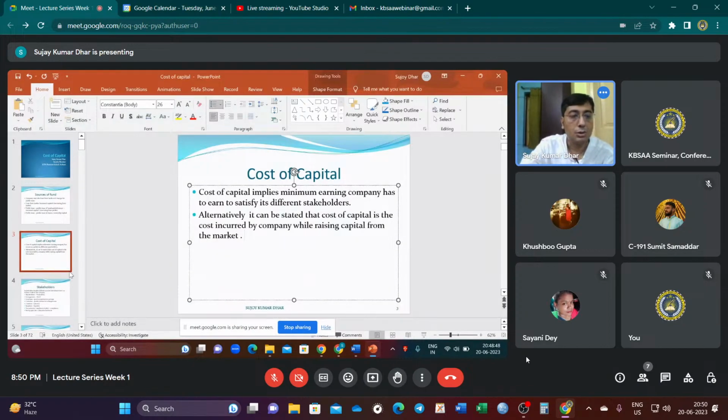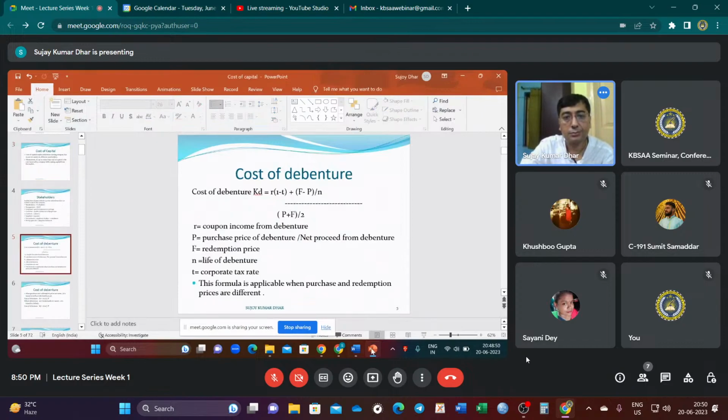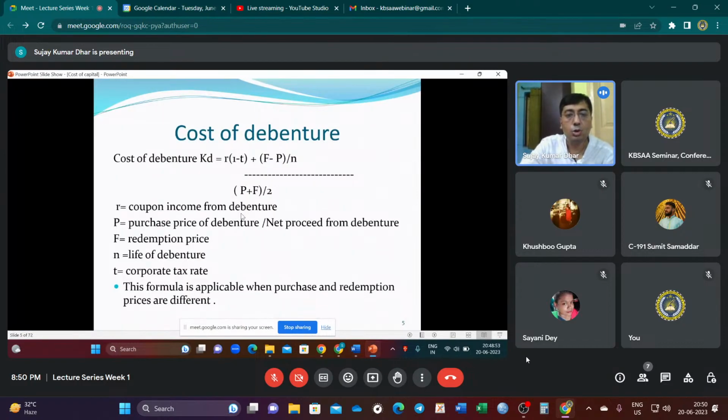Okay. So first we are going to cost of debenture. Debenture, you know, is a debt instrument. Here, cost of debenture means the cost when the company is raising funds by issuing debenture. The formula of cost of debenture is R into 1 minus T plus F minus P by N, whole divided by P plus F by 2.